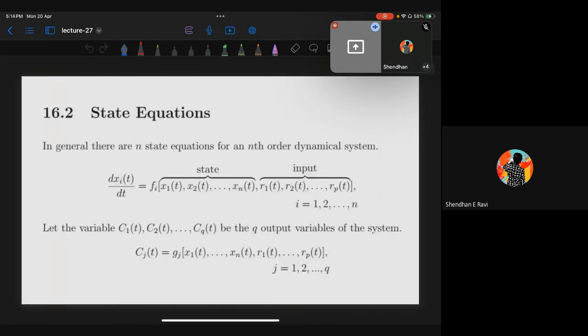In any general system, we could represent that system using an nth order differential equation: d xi of t by dt, equal to f of the states and inputs. The states are x1, x2, etc. up to xn. The inputs are r1, r2, etc. up to rp. Similarly, the output could be represented like this. You'll understand exactly the meaning of this. Just wait for a moment.